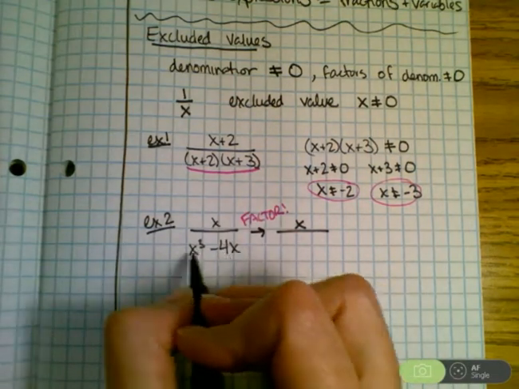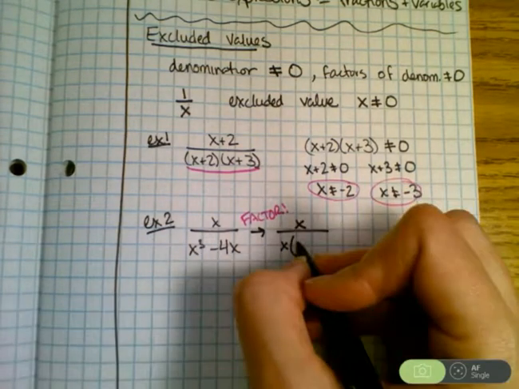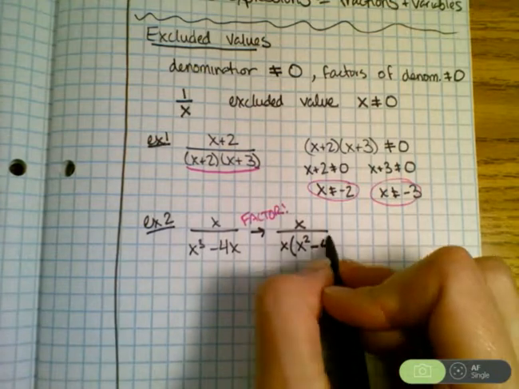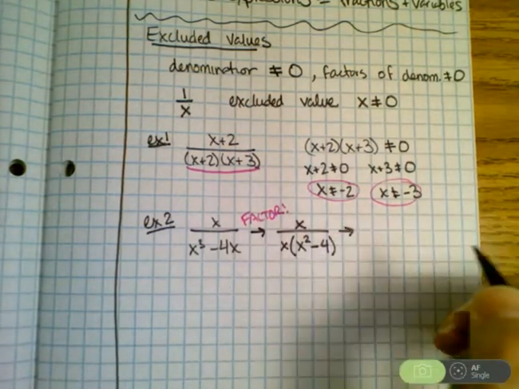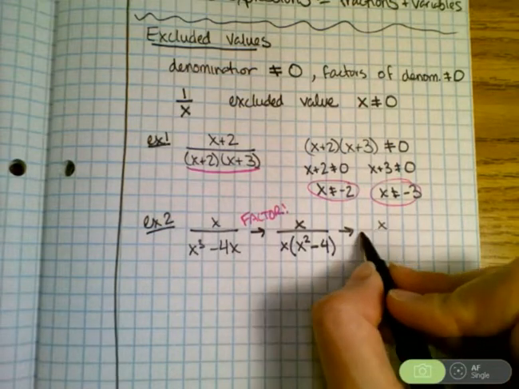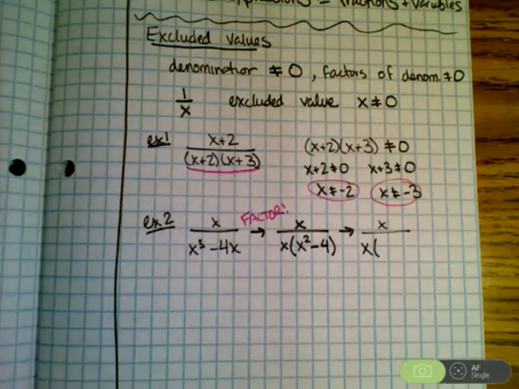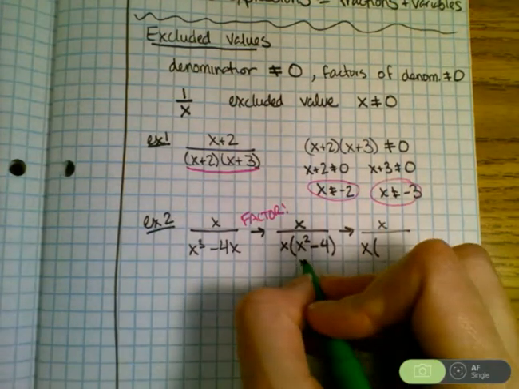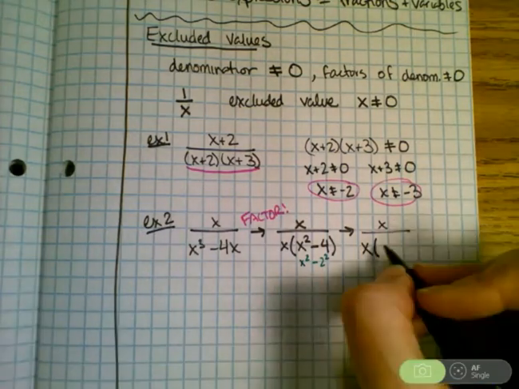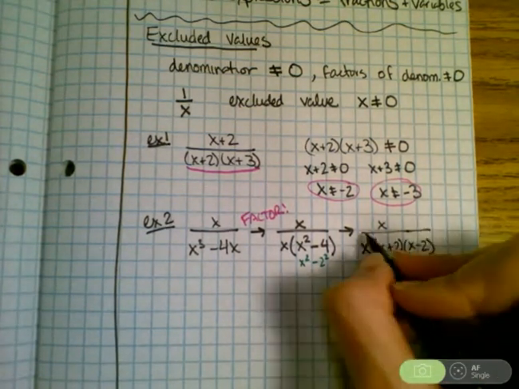If we look at this, we have a common factor of x in both of those. So if I take an x out of x cubed, I get x squared. If I take an x out of 4x, I get 4. Well, that can still be factored again because x squared minus 4 is a difference of squares. So remember, that means this is like x squared minus 2 squared because 2 squared equals 4. So that can factor into (x plus 2) times (x minus 2).